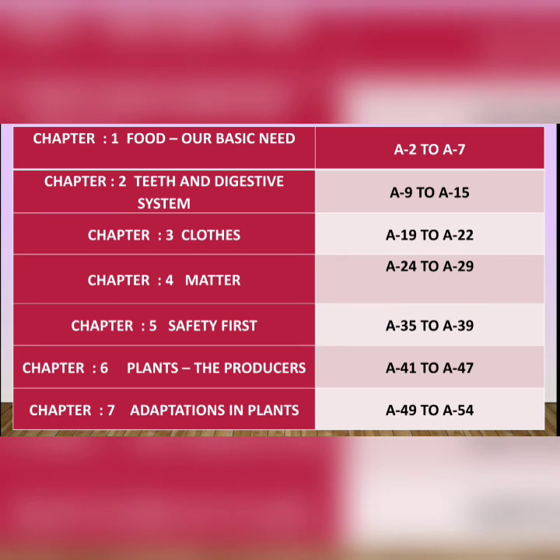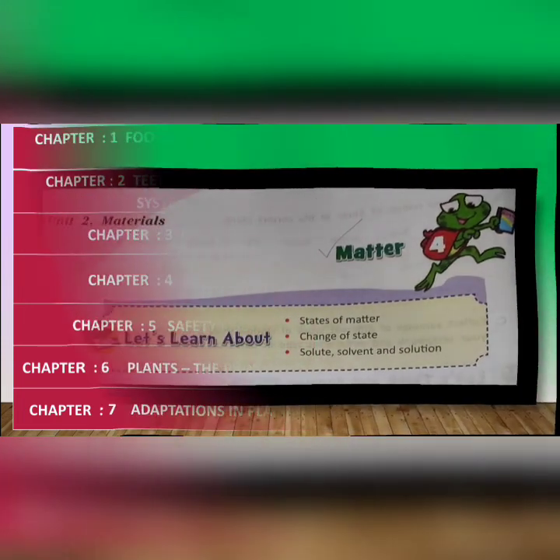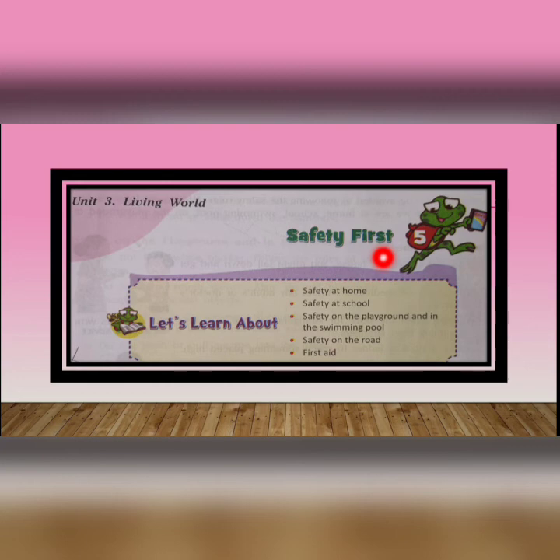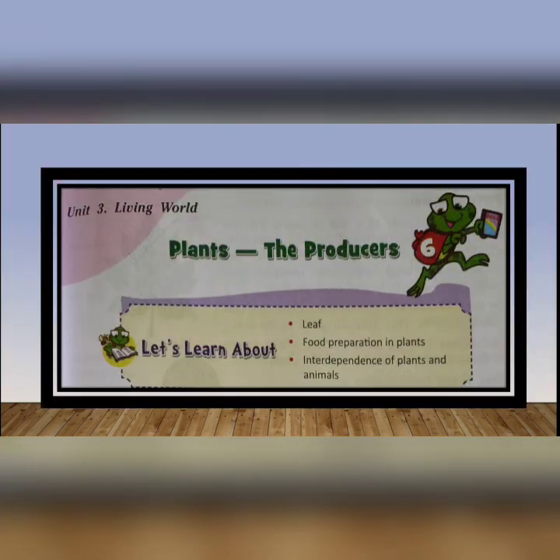This is the syllabus of science for the midterm. Now, let us recall what we did in the last class. We did revision of chapter 4 matter and also chapter 5 safety first. Today, we will do revision of chapter 6 plants the producers.